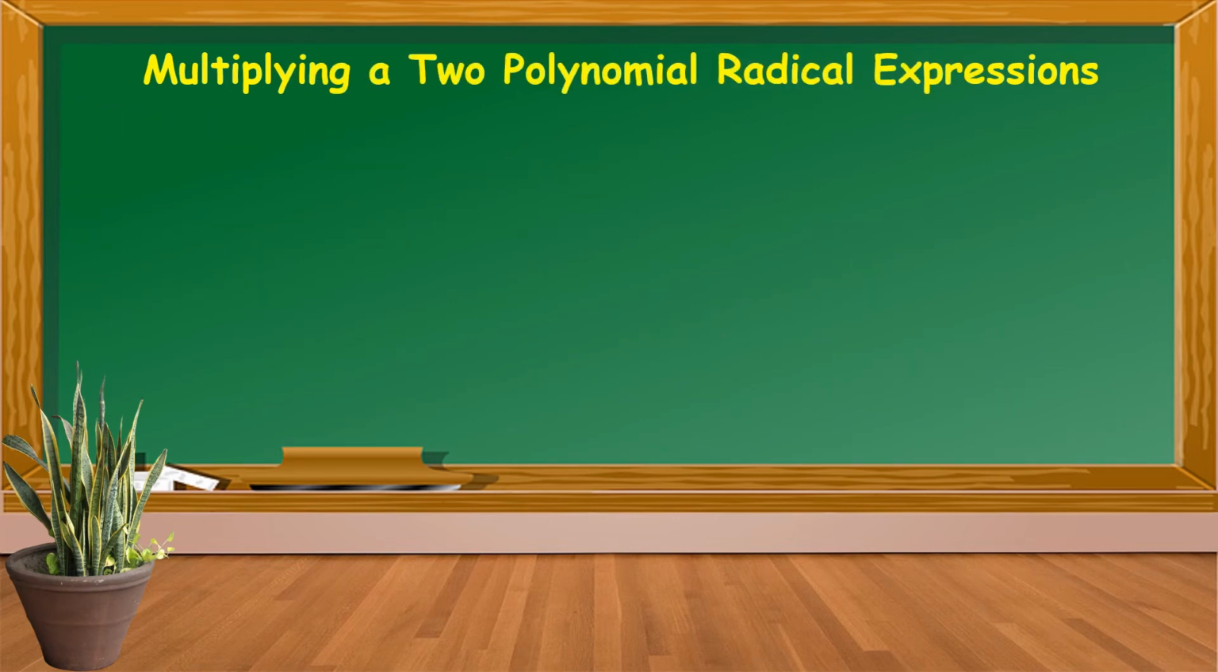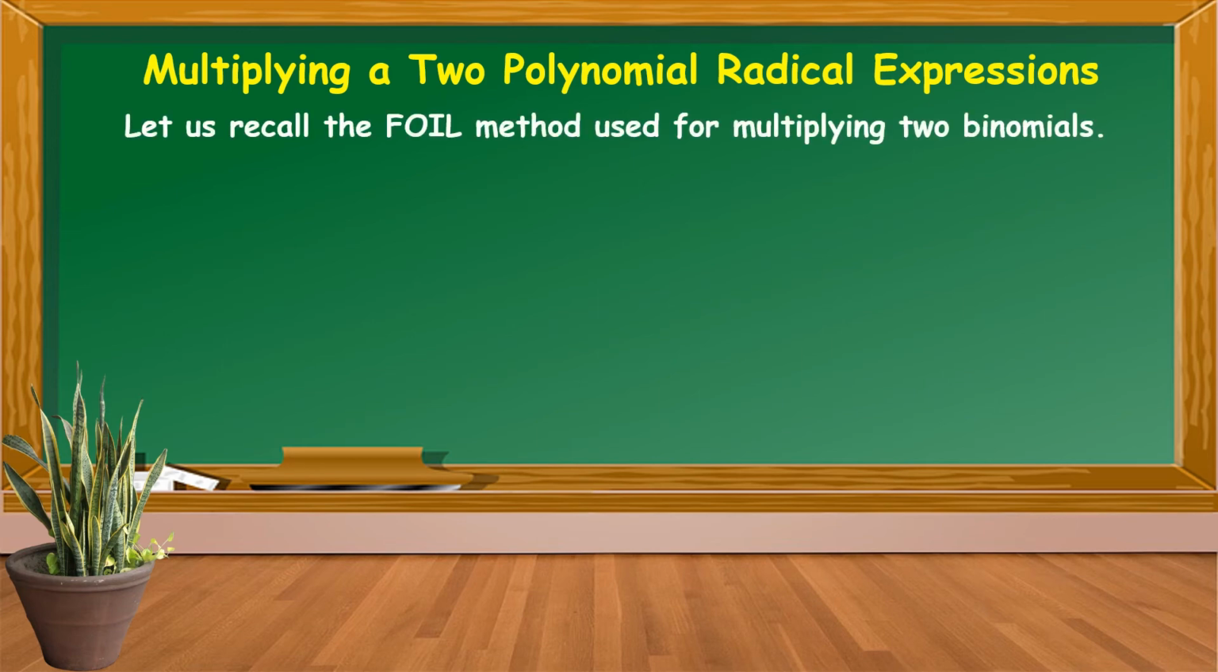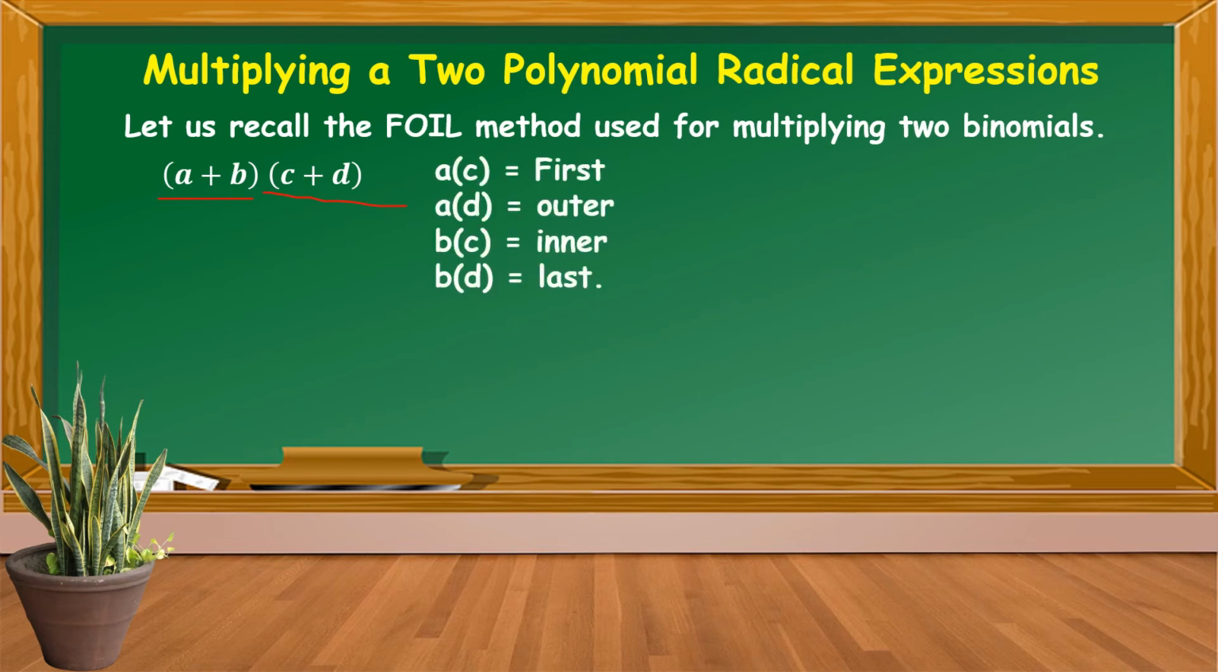Next is multiplying a polynomial radical expression. So, polynomial by a polynomial. Now, let us recall the FOIL method used for multiplying two binomials. So, we have here binomials A plus B times C plus D. When we say FOIL method, it means first, outer, inner, and last.